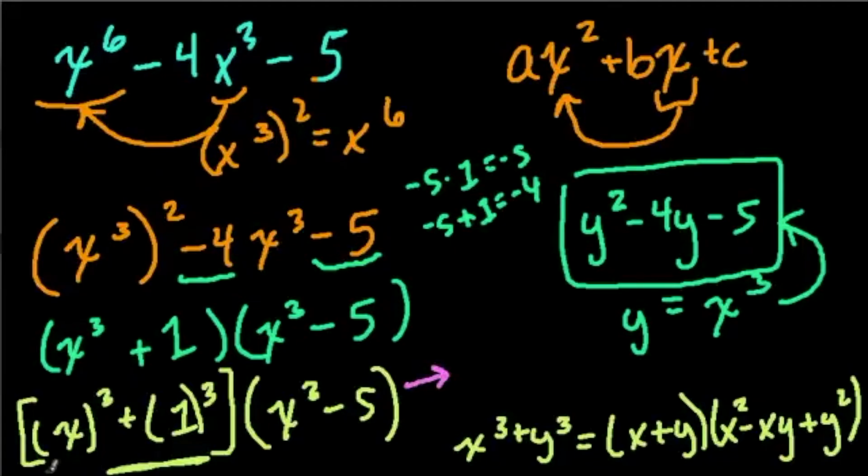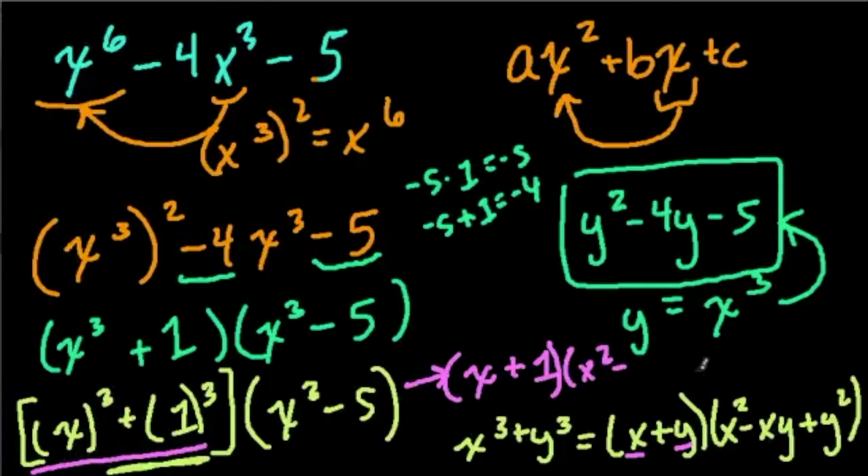So that being said, let's rewrite this term right here. So x plus 1, right? We need x plus y. So x plus 1 times what? Well, x squared minus x times 1, or x times y, so just 1x, plus y squared, that's just 1 squared or 1. That times x cubed minus 5.